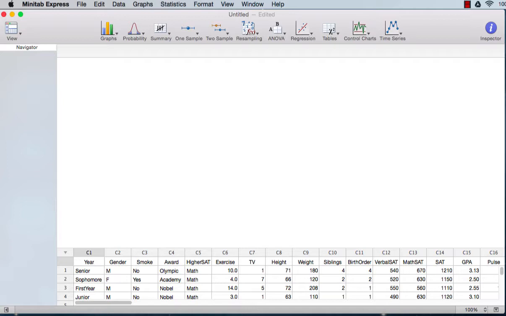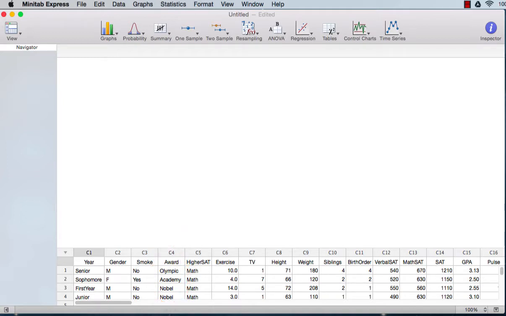To begin, we need to check assumptions. The first assumption is that we have independent groups. From this data set, we could see that each student selected either Academy, Nobel, or Olympic. So each student is in only one group, and those groups are in no way matched or paired. This assumption has been met.